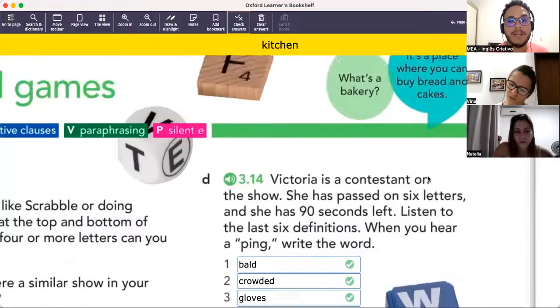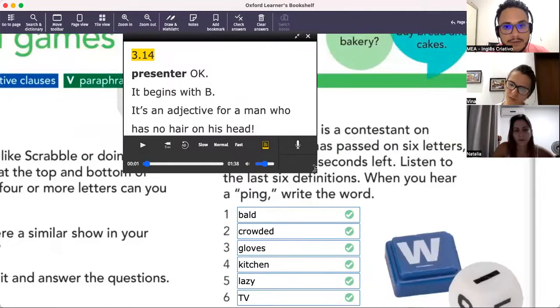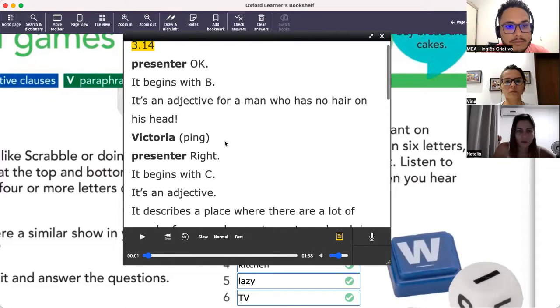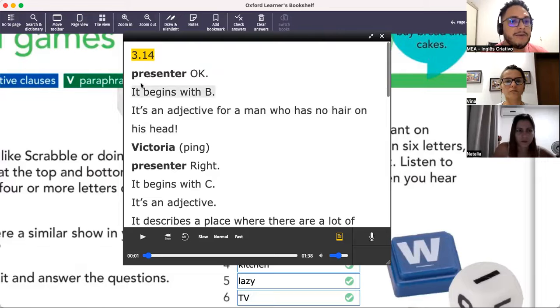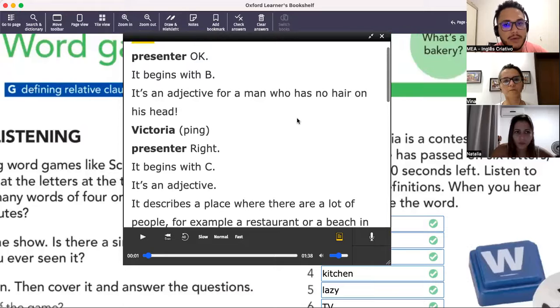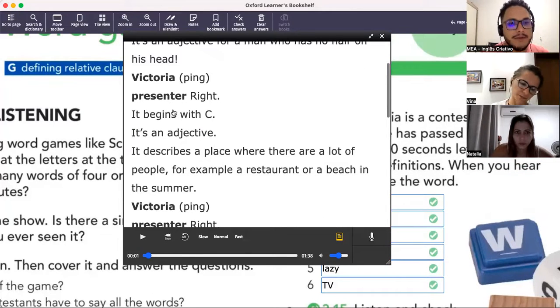Okay? Now, I'm going to open here because I want each student to read one, okay? Read for me this part here, Vina. It begins with B. It's an adjective for a man who has no hair on his head. Okay, and the correct word was bald. Bald. Perfect. Now you, Nat.